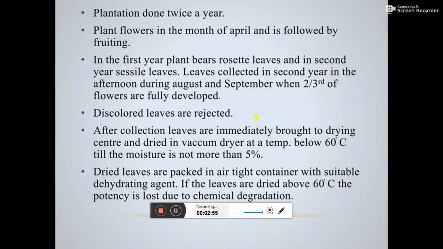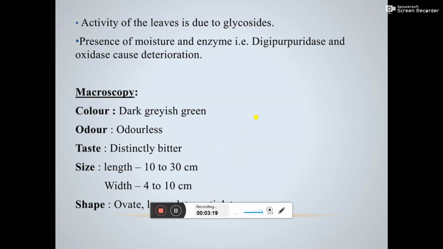After collection, leaves are immediately brought to the drying center and dried in a vacuum dryer at temperature below 60 degrees Celsius till the moisture is not more than 5%. Dried leaves are packed in an airtight container with a suitable dehydrating agent. If the leaves are dried above 60 degrees, potency is lost due to chemical degradation of the glycosidic linkage. The activity of leaves is due to the glycoside, so it should be preserved below 60 degrees Celsius. The presence of moisture and enzymes, that is digiphosphatases and oxidase, causes deterioration after hydrolysis.